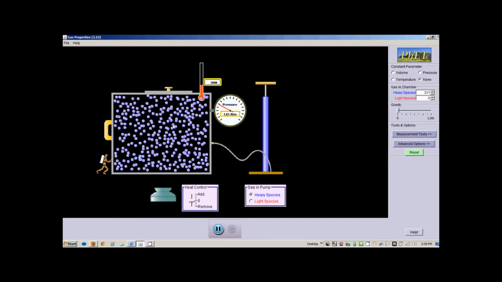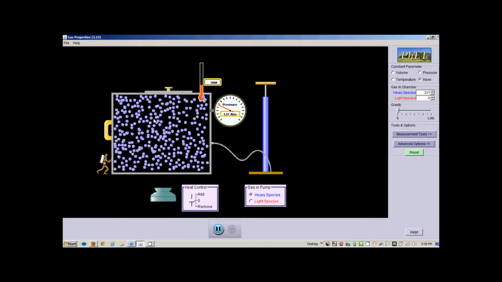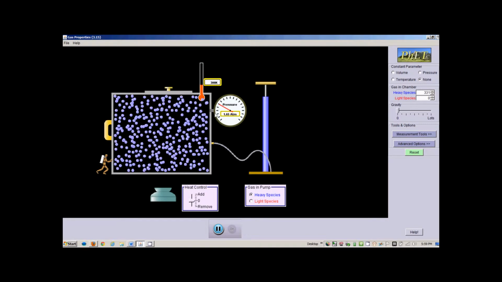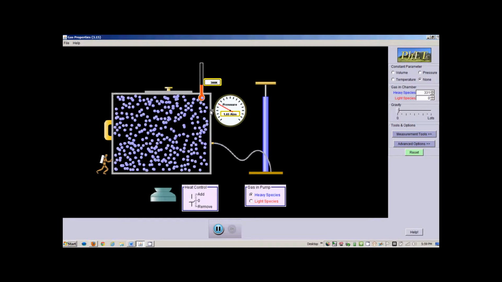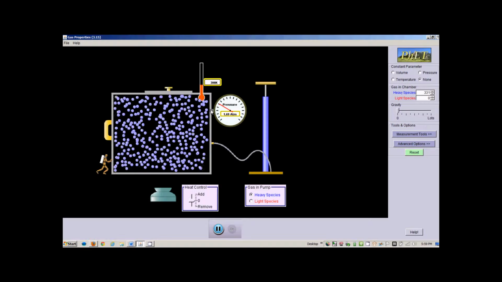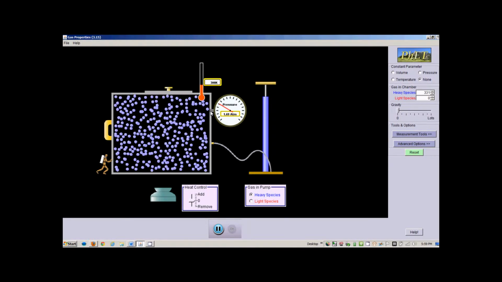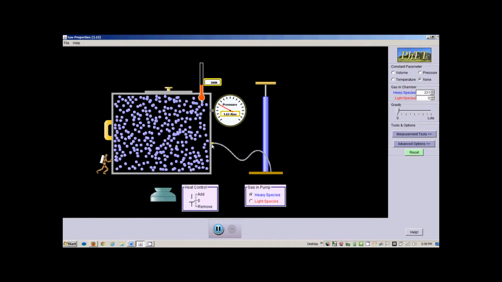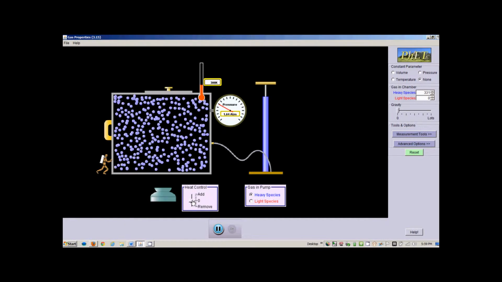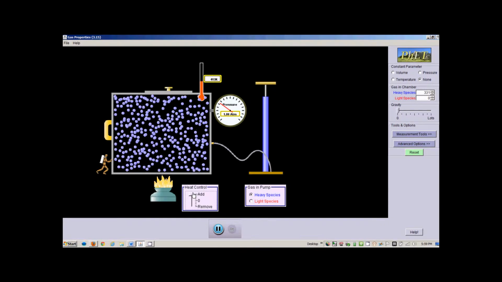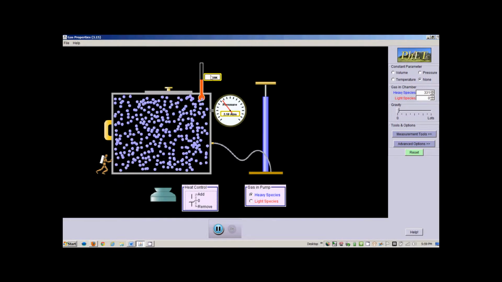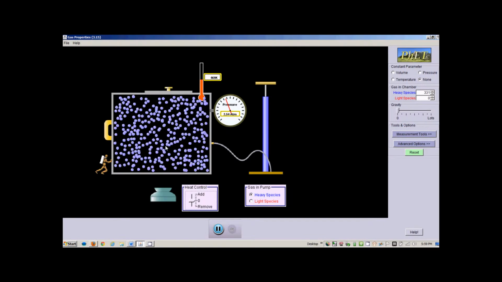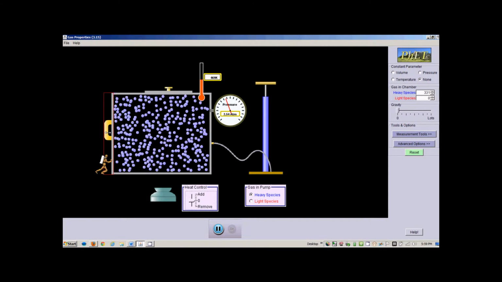So you can see here these are molecules, and this is the pressure gauge, which is based on how many times those little particles hit the side of the pressure gauge, and this is giving the temperature in Kelvin. I'm going to add heat to this, and you'll see the pressure rising and the temperature rising, and so it's really helpful for the students to get a really good visual of this.